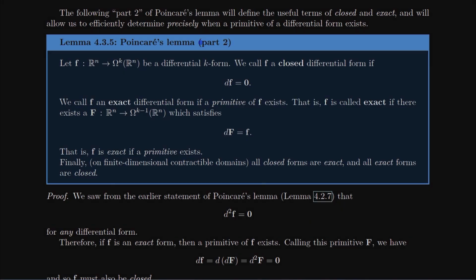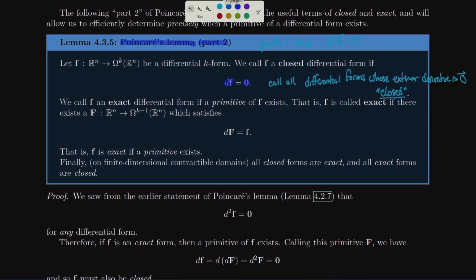This is actually part 2 of his lemma. Let's recall what part 1 was before. Part 1 said d squared of any differential form is constantly 0. That was part 1. Part 2 says we're going to give some names to differential forms whose exterior derivatives are 0. We're going to call all differential forms whose exterior derivative is 0 closed. So those differential forms have the name closed.